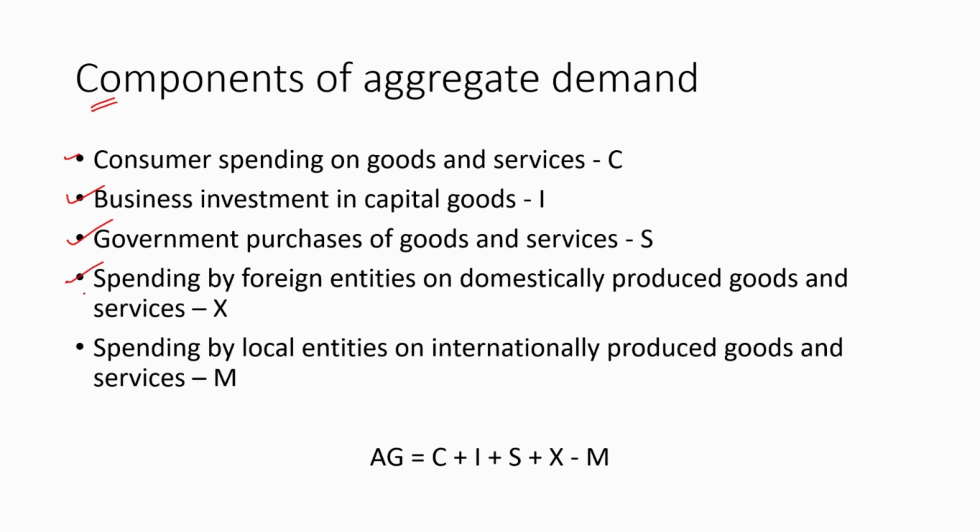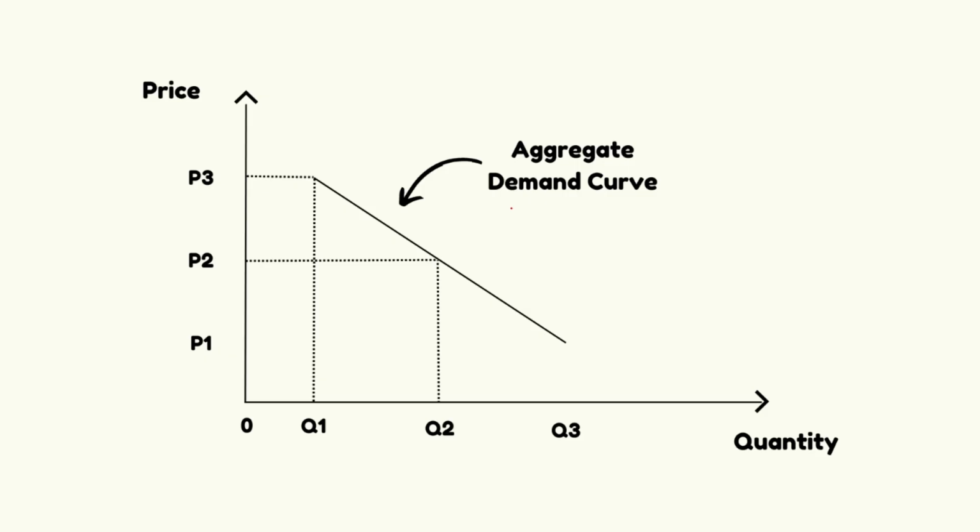Spending by foreign entities on domestically produced goods and services. These are the exports. This is denoted by letter X. Spending by local entities on internationally produced goods and services. These are the imports. This is denoted by letter M. Using this equation, we can calculate the aggregate demand in an economy. It is the summation of consumer spending, business investments, government spending, exports, and minus the imports.